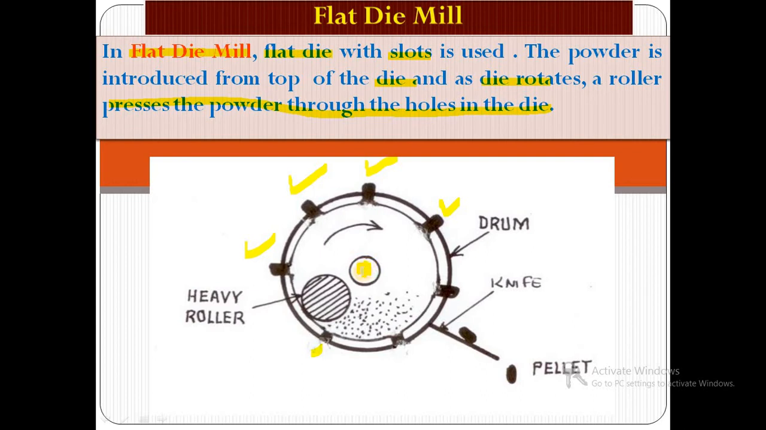From this upper side, the feed material, that is, the powder material, is introduced into the flat die mill. When the powder material is introduced, the base drum is rotated and the heavy roller is rotated, and when the roller rotates, the fine powder materials are pressed and we get specific size and shaped, uniform pellets. So this is the main principle of flat die mill.